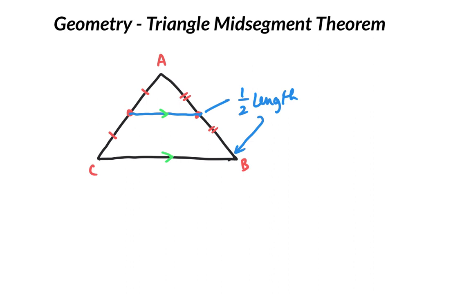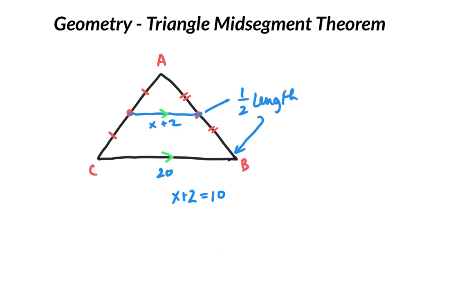You could obviously set up an algebra problem here. You could say, well, this is x plus 2, and this is 20. And you could say, well, I know that x plus 2 is going to be half of 20, so that means x plus 2 must be equal to 10. So subtracting 2, that means x is 8. You could do a lot of algebra with this.